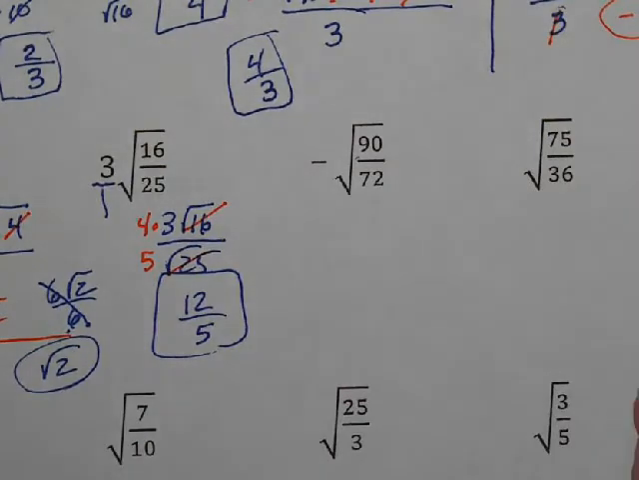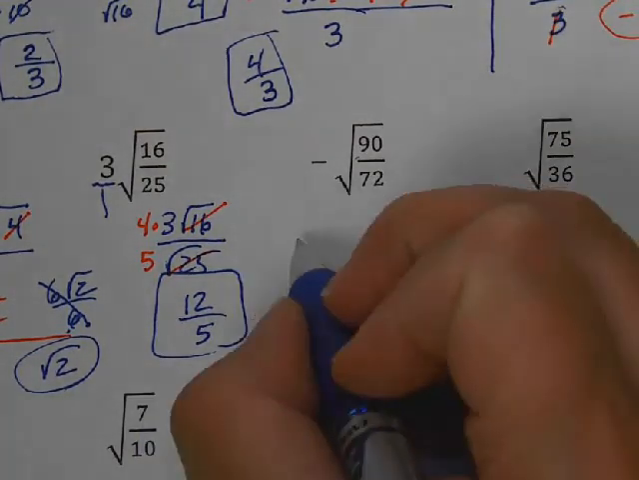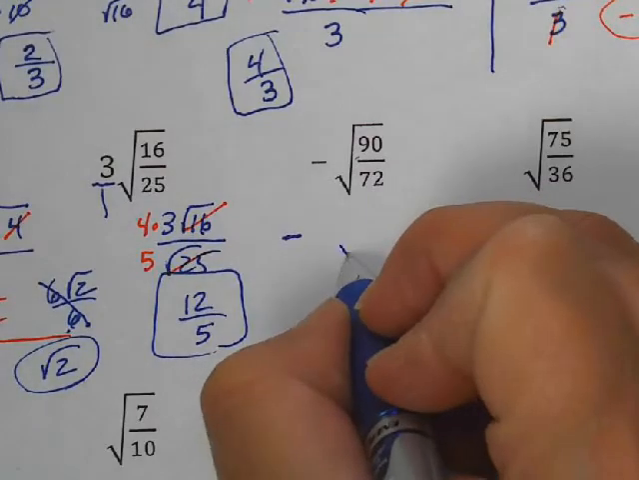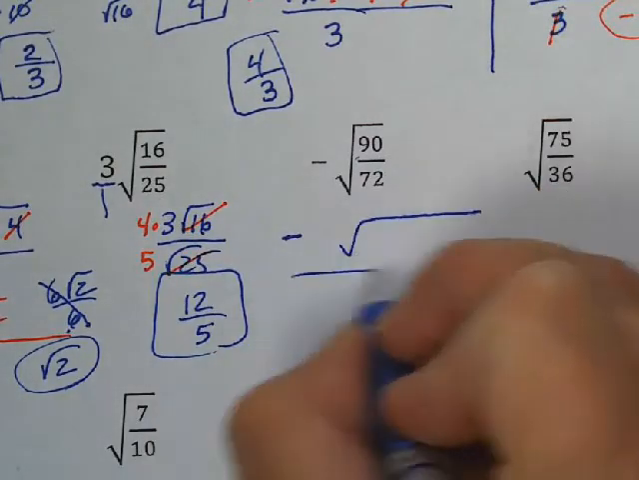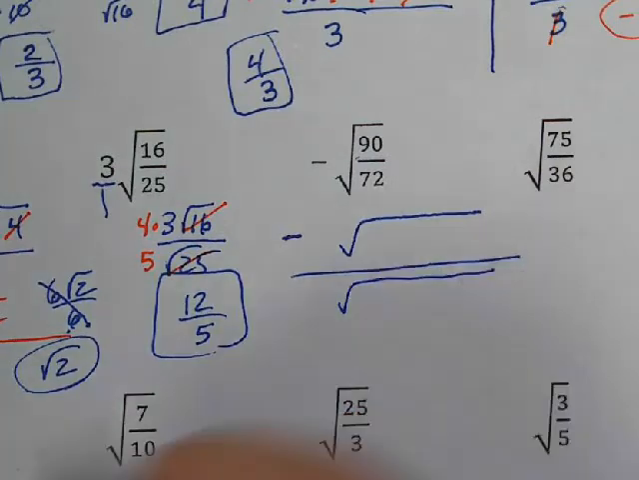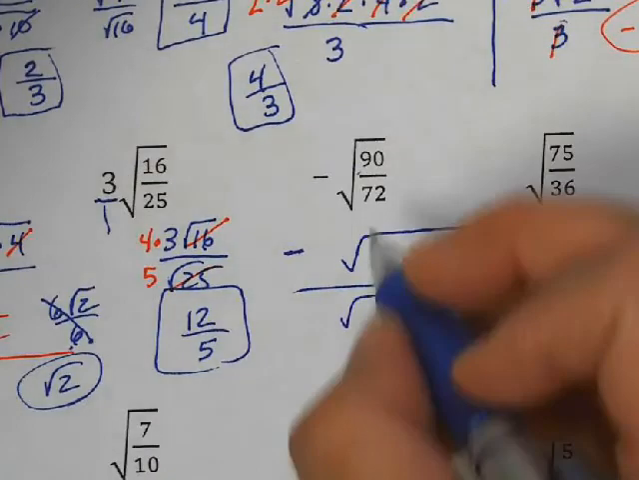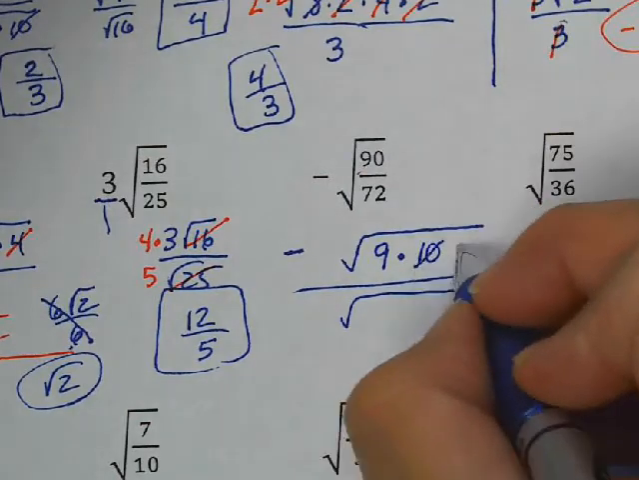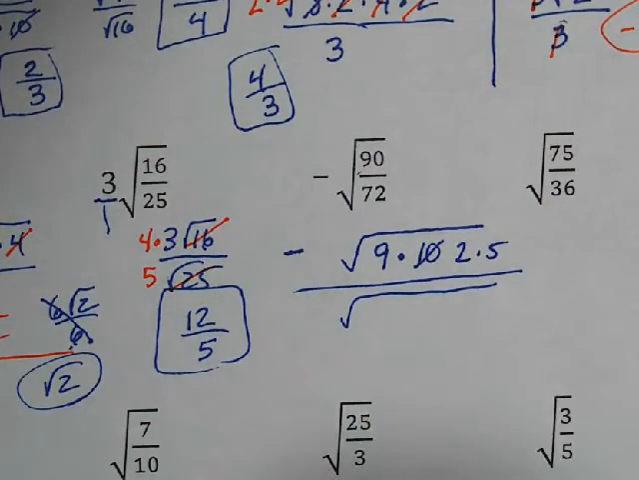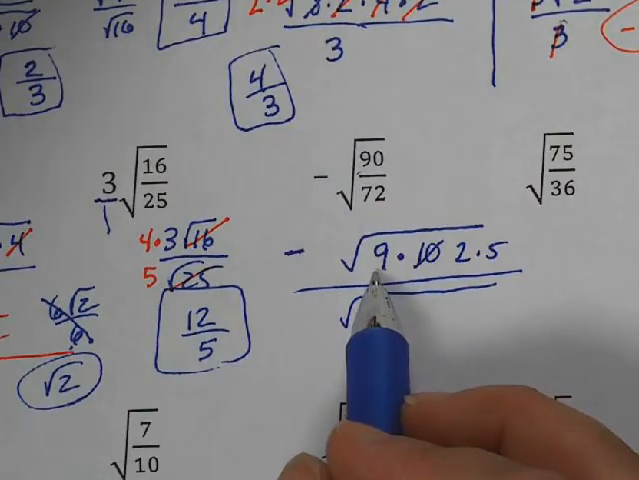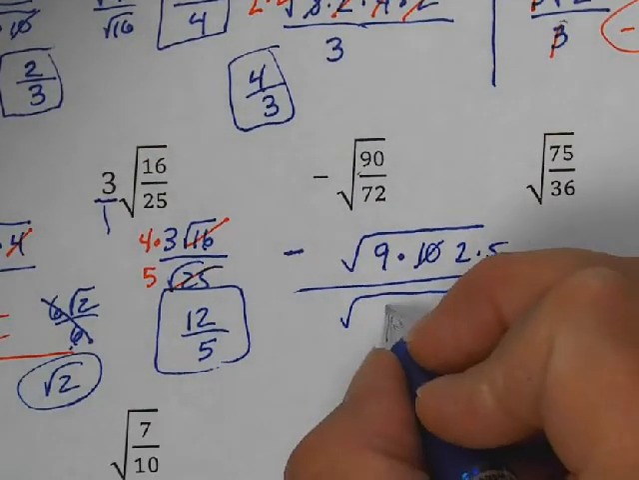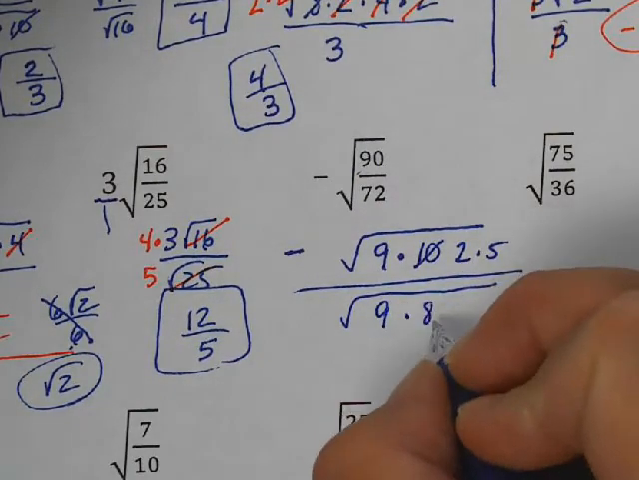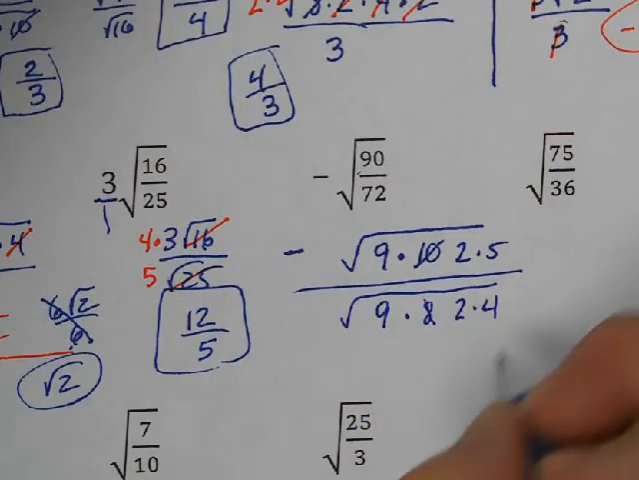So I'm going to start by separating this out. The negative can go with the top or bottom. It doesn't matter. I'm going to leave it with the top. So I have negative square root 90 over square root 72. So I'm going to start factoring. I noticed that 90 is 9 times 10, and 10 is 2 times 5. Keeping the 9 because it's a perfect square. 72 is 9 times 8, and 8 is 2 times 4.